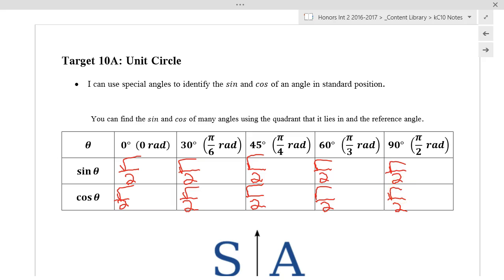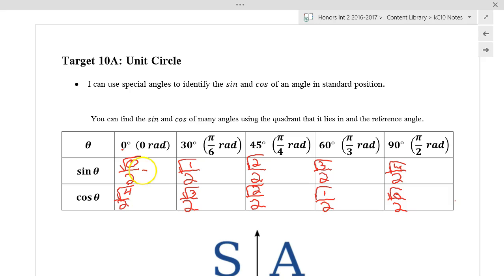The next thing I'm going to do is start with sine. I'm going to start with 0 and count up from this side. With cosine, I'm going to start with 0 and count up from this side. So I have 0, 1, 2, 3, 4. Cosine, 0, 1, 2, 3, 4. The last thing I'm going to do is simplify.